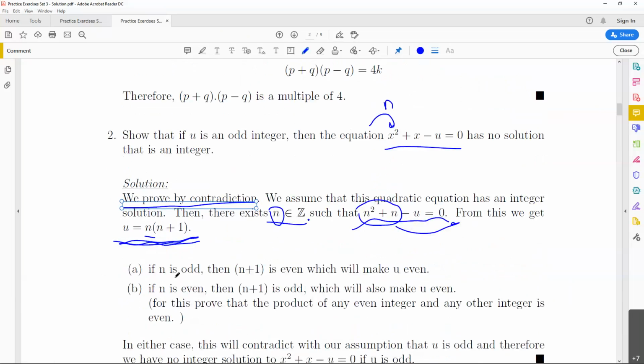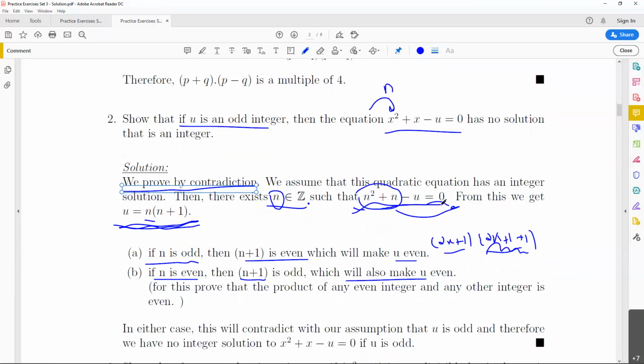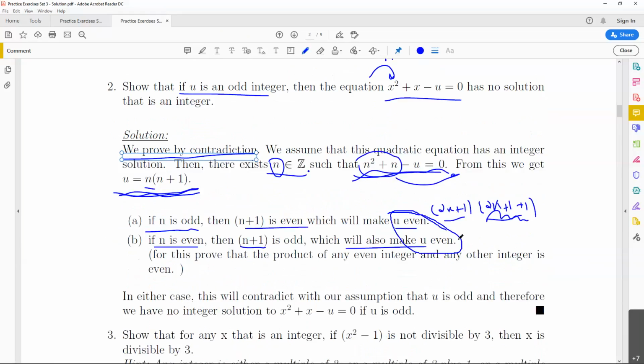Two cases for n. If n is odd, n plus 1 is even, which makes u even, right? N is odd, so n plus 1 is even, and even times odd is going to give you even because obviously you have it here, 2 times something. Okay, the other case, if n is even, then n plus 1 is odd, which also makes u even. You see the contradiction? Remember, show that if u is odd, then the equation has no solution. So what do we do? First, we assume that the equation does have a solution, which is this. And we deduce that u is going to be even in all of the cases. That's your contradiction. You assumed u to be odd, but here you have it even. So contradiction, it doesn't work.